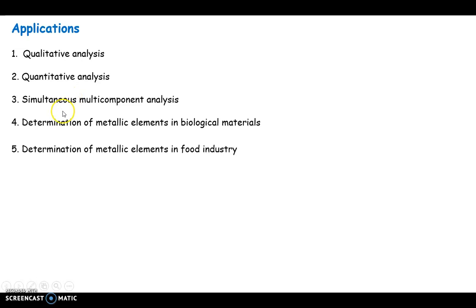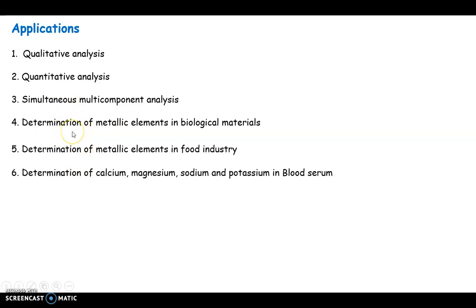Now finally, the applications of atomic absorption spectroscopy. It finds application in many areas where we can perform qualitative analysis and quantitative analysis. It is also used for simultaneous multi-component analysis. We can perform the determination of different metallic elements present in biological materials and in the food industry, as well as determine elements such as calcium, magnesium, sodium and potassium present in the blood serum.